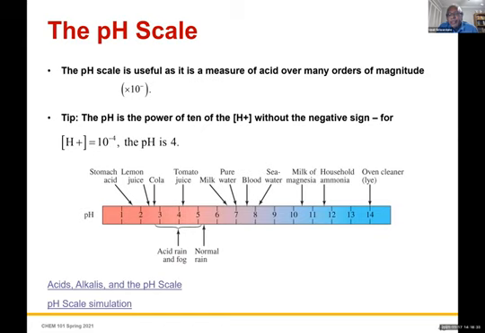Milk of magnesia has a higher pH. It's basic. It's used as an antacid. You drink milk of magnesia, your acidity is neutralized in the stomach. Household ammonia is basic, but you don't drink ammonia or lye. Lye is sodium hydroxide. It's the strongest, pH 14, a base.